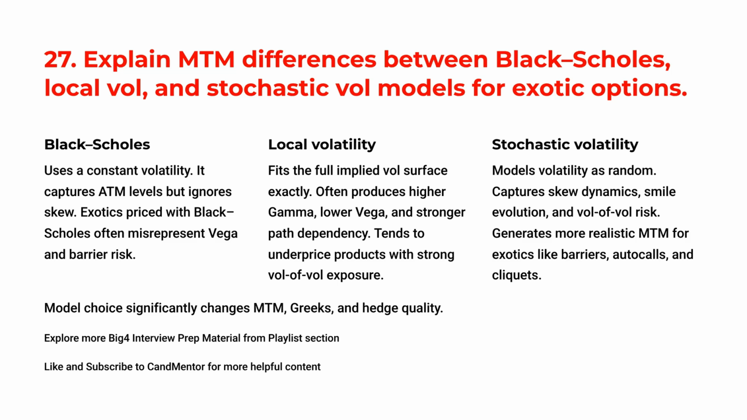Local volatility fits the full implied vol surface exactly. It often produces higher gamma, lower Vega, stronger path dependency. It tends to underprice products with strong vol-of-vol exposure. Stochastic volatility models volatility as random. These models capture skew dynamics, smile evolution, and vol-of-vol risk. They generate more realistic MTM for exotics like barriers, autocalls, and clickets. Model choice significantly changes MTM, Greeks, and hedge quality.